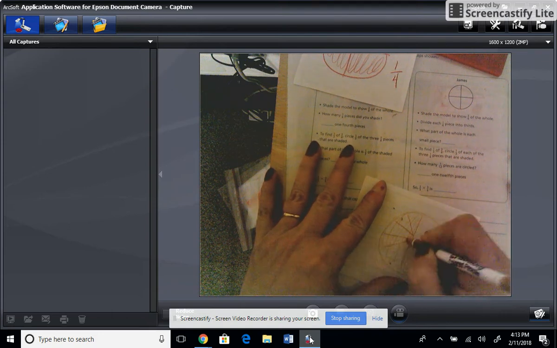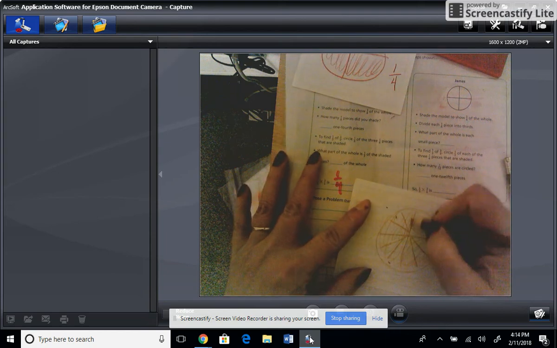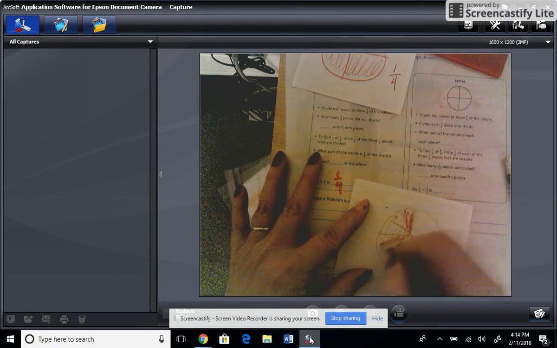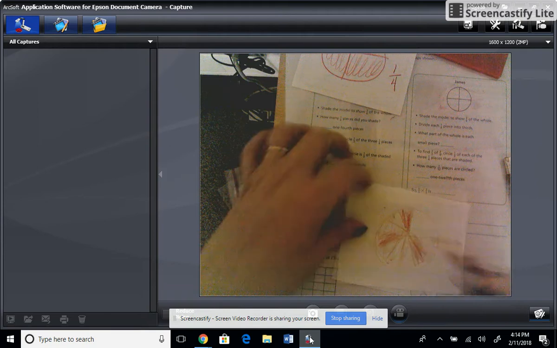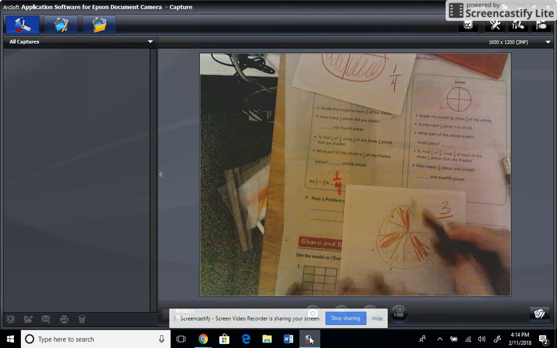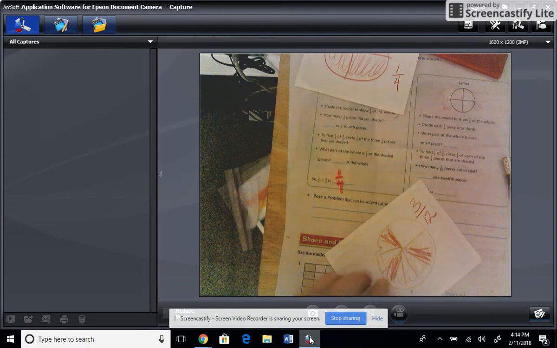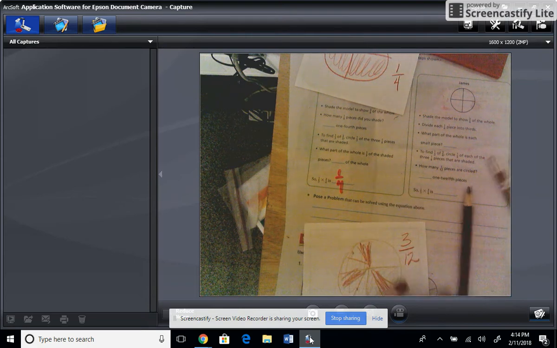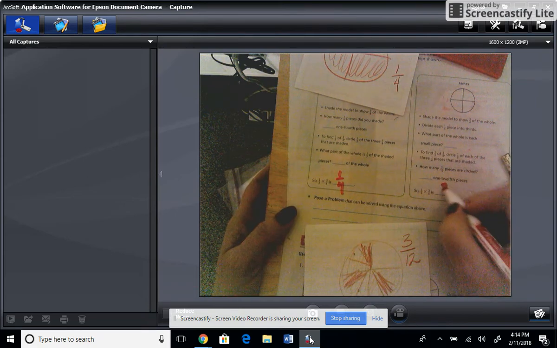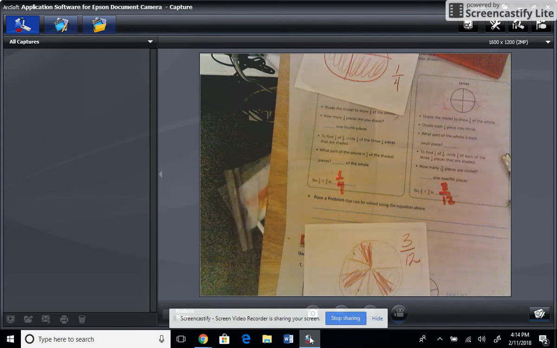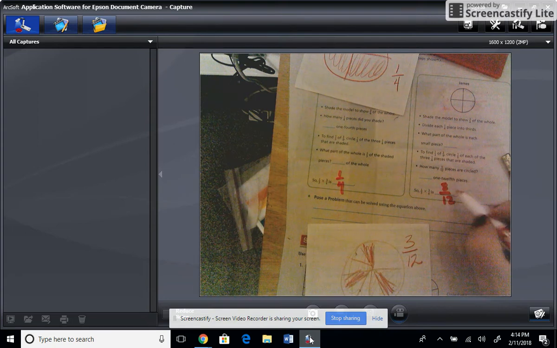So that got me 3 parts out of how many parts did I have here? I had 12 equal parts. So his answer is 3/12. But I need to simplify. And if I divide these both by 3, because 3 is a factor of 12, I have 1/4. So what was the difference between the two ways of doing it? This one, I didn't have to simplify. This one, I did.